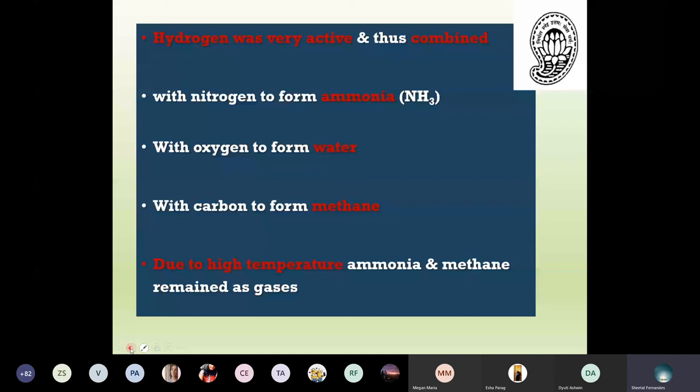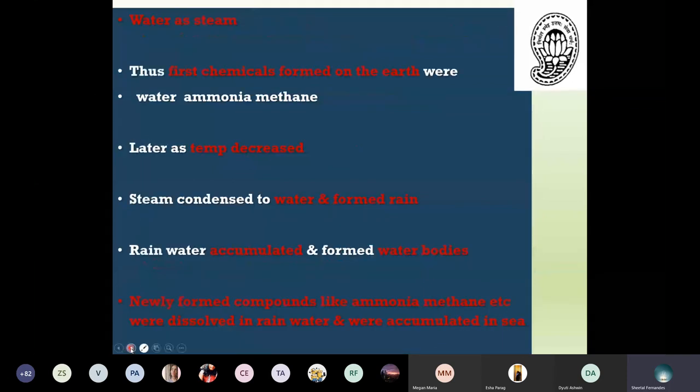Chemical reactions with hydrogen resulted in formation of ammonia, water, and methane. Because the temperatures were very high, ammonia and methane remained as gases, whereas water also remained as steam here. Okay, the first chemicals formed on the Earth were thereby considered to be ammonia, water, and methane.